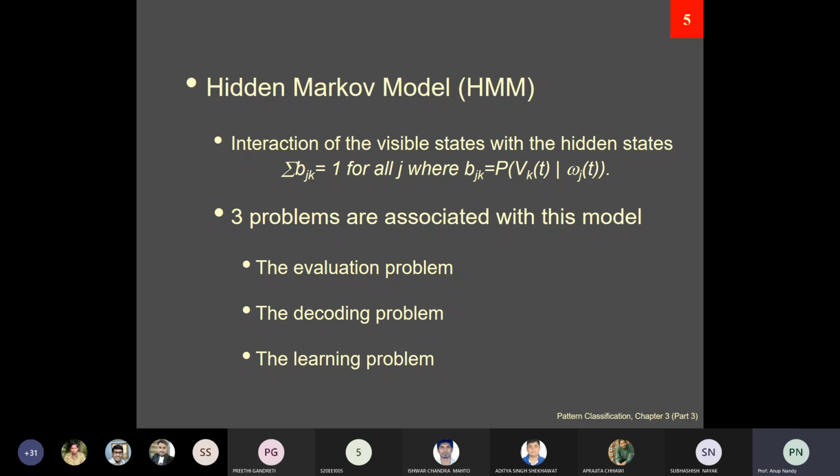So we'll see. First we need to compute three different problems. One is called the evaluation problem. Next is called the decoding problem. Another is called the learning problem. So three problems, three main central issues of HMM.